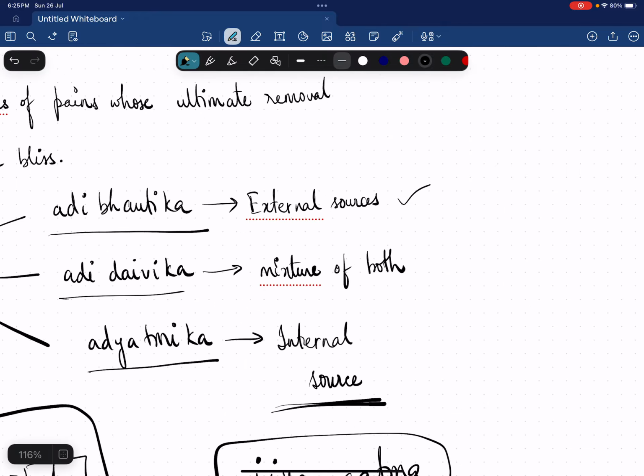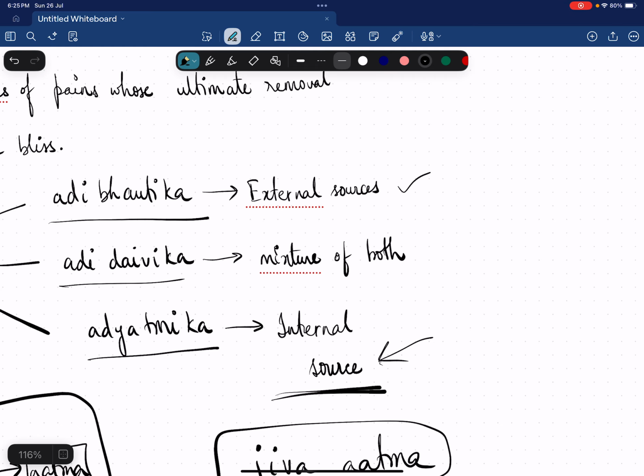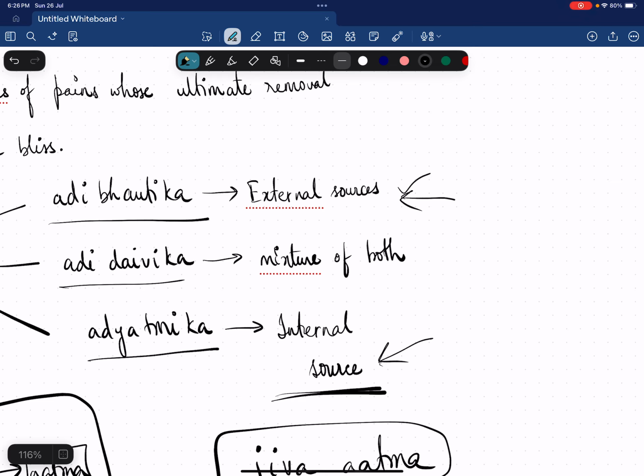Adidaivika is a mixture of both, actually. You're getting hurt because of yourself, you're also getting hurt because of other people, and you don't really know, you can't really pin down what's going on. That's Adidaivika. For example, someone hurt you in the past, and you're thinking about it right now. Two things. The fact that someone hurt you hurts, but because you're dwelling on it right now, you're also inflicting pain to yourself by dwelling on it.